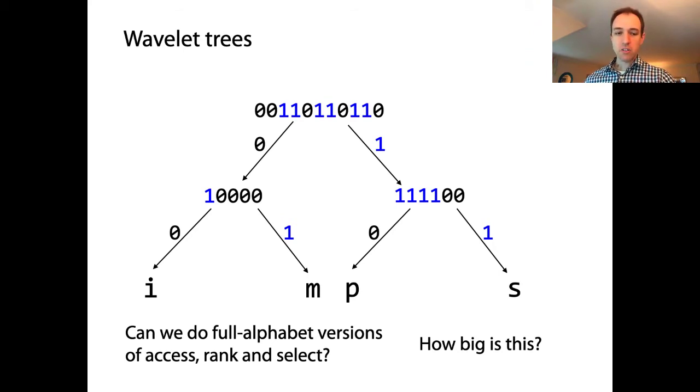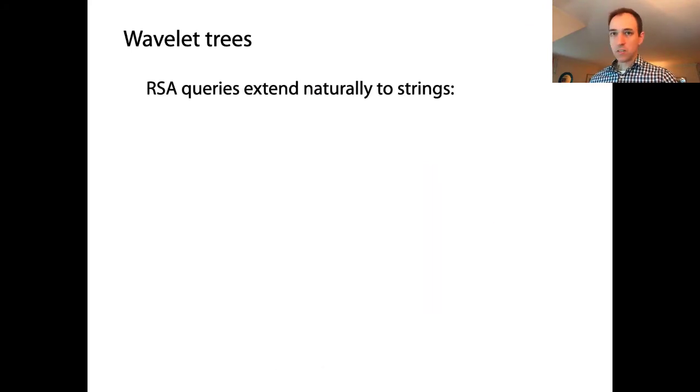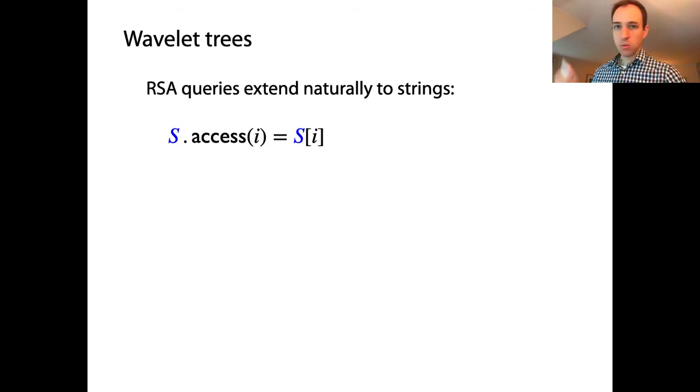Let's first just make sure we can define these queries for strings. We haven't done that yet. We've only defined them for bit vectors. This is easy to do. So the access query is trivial. We're just accessing the character at a given position. It used to be, when we were dealing with bit vectors, that it could be either 0 or 1. Now it could be any character in the alphabet.